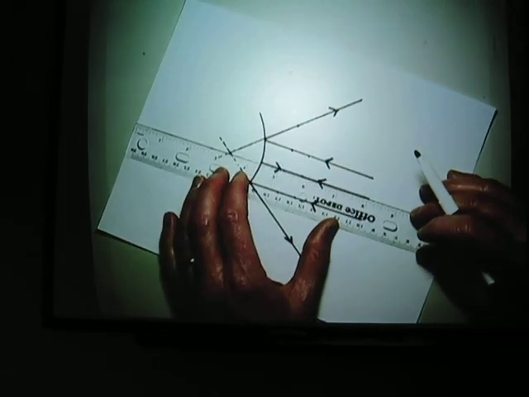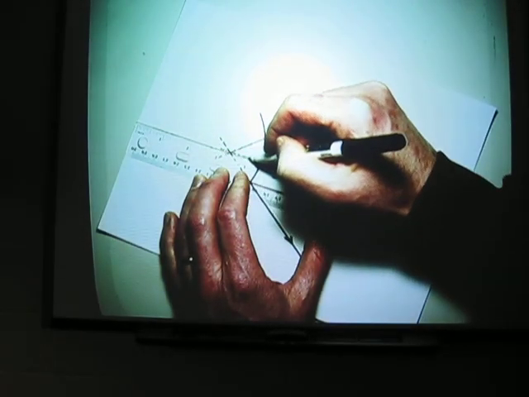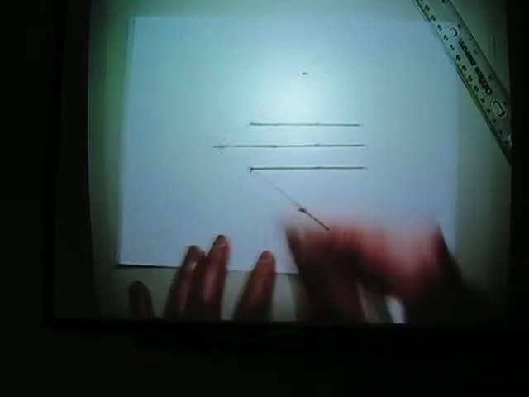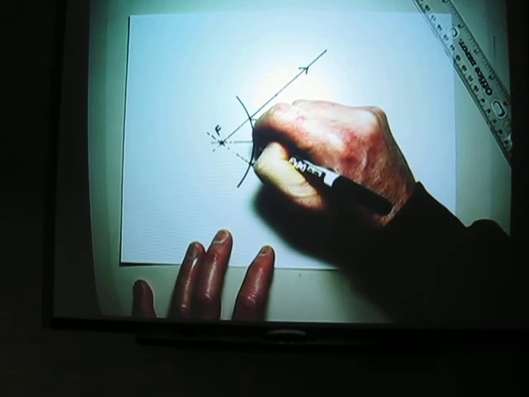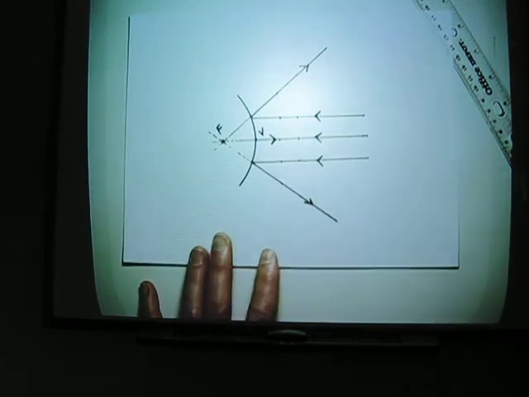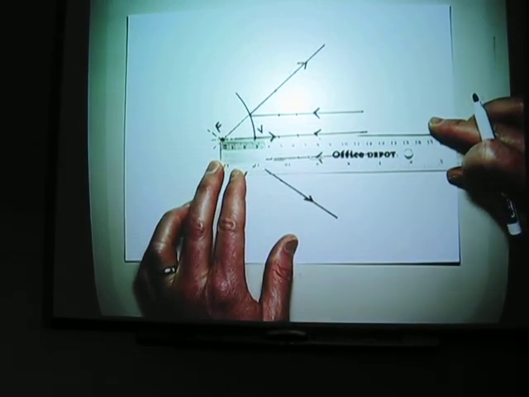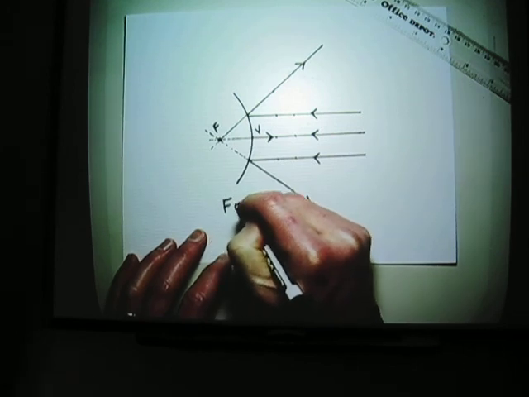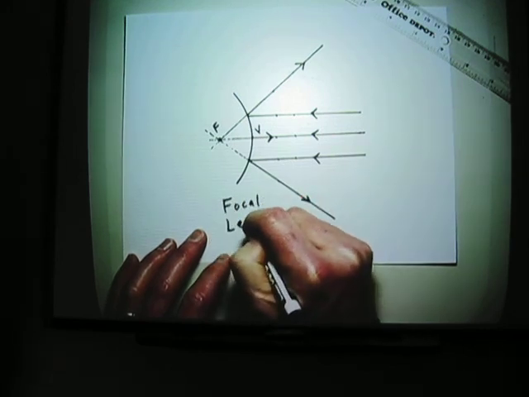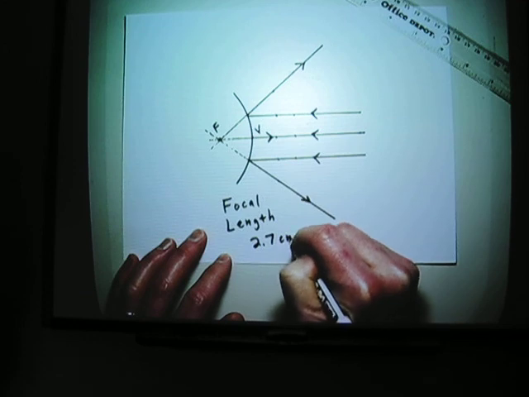And the one in the middle goes right back on itself. So actually that's not bad. So this point right here, that would be the focal point of the convex mirror. And again, the center of the mirror is the vertex. So now I can measure this distance in centimeters. I'm getting around 2.7 centimeters. And that's going to be my focal length for the convex mirror. So 2.7 centimeters.